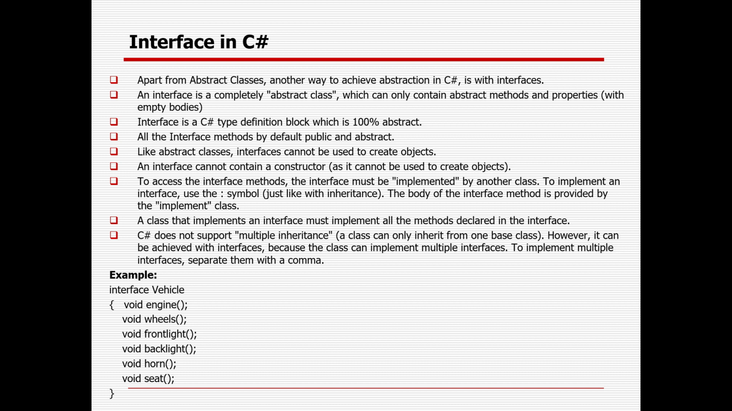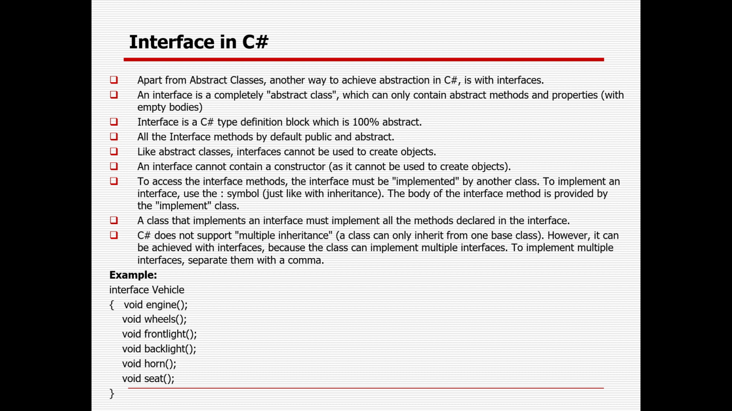C Sharp does not support multiple inheritance. A class can only inherit from one base class. When I covered the inheritance concept, you already saw single level inheritance, multilevel inheritance, and hierarchical inheritance. But a C Sharp class does not support multiple inheritance, whereas interfaces can support it. It can be achieved with interfaces because a class can implement multiple interfaces. To implement multiple interfaces, separate them with a comma.